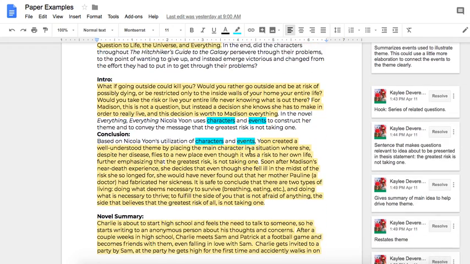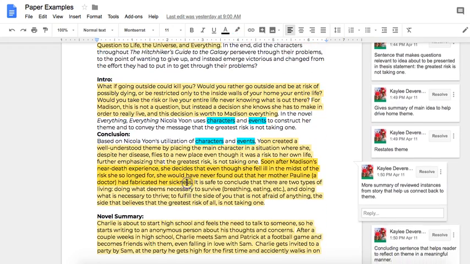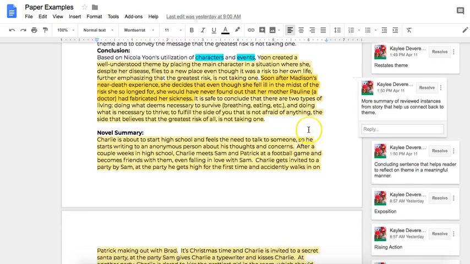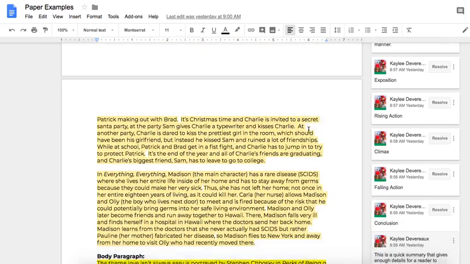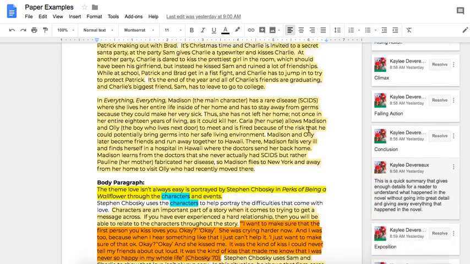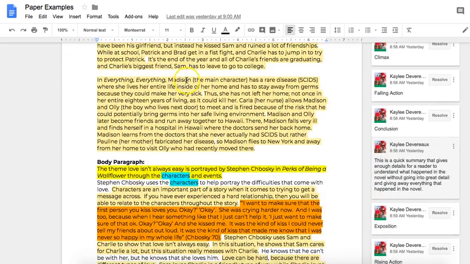If you go down, we've got another sample introduction and conclusion with my notes alongside them. You can read through those on your own time. And then I've included some novel summaries. So we will go with this one. And you'll notice that all I'm doing in here is highlighting and showing you that they just included plot elements.